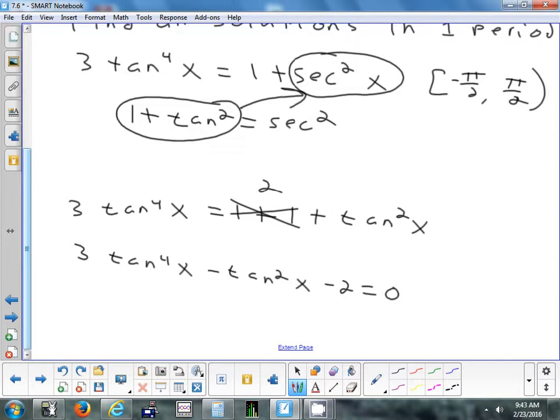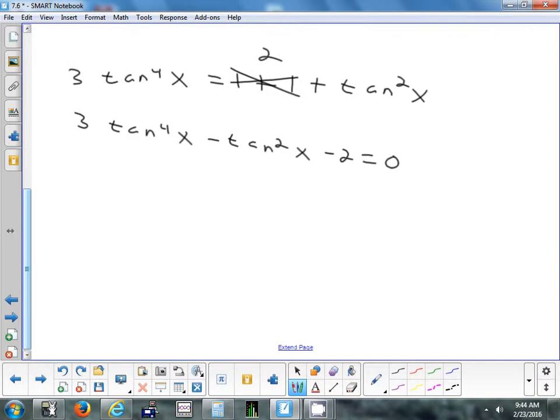Is this a quadratic type equation? Do you have the same term everywhere? Do you have a constant at the end? Is the first exponent double the second? Yes. Then this is a quadratic equation, and it does factor. So we're not going to use the quadratic formula.